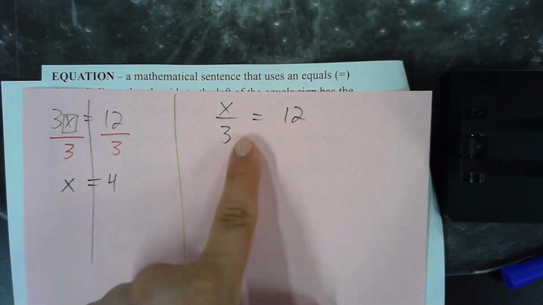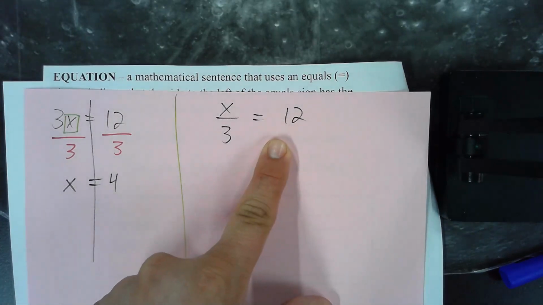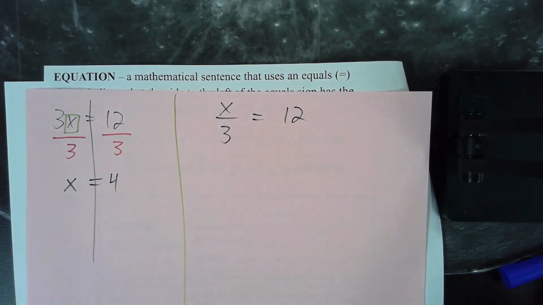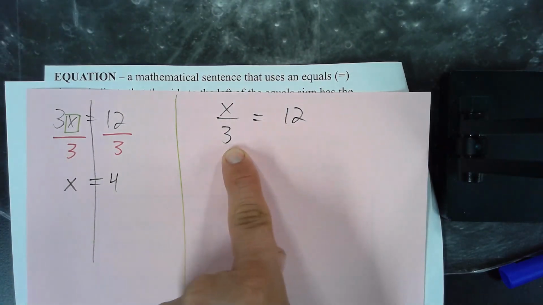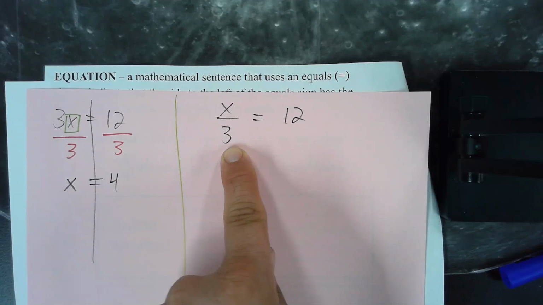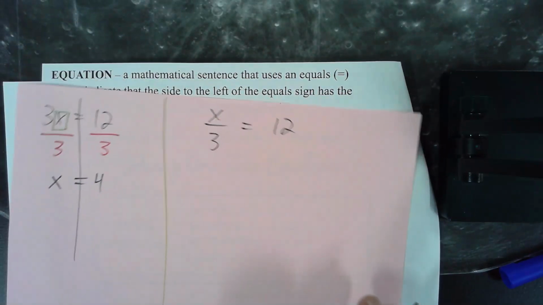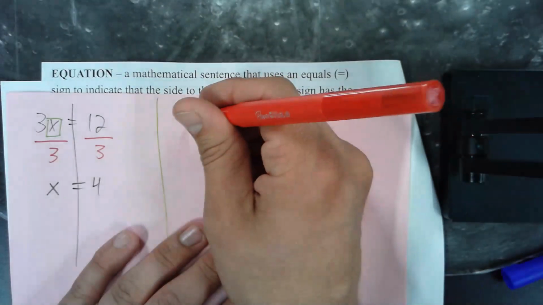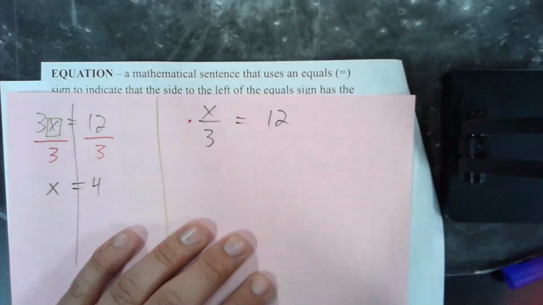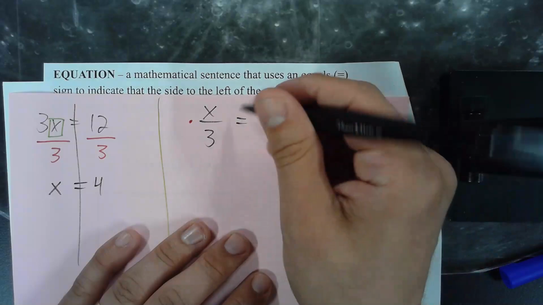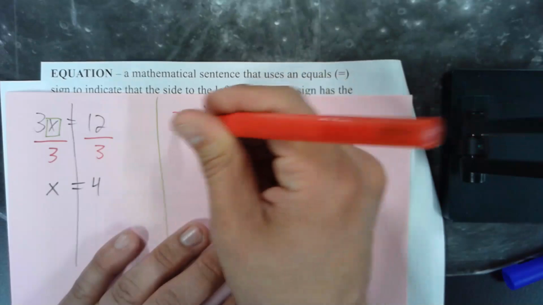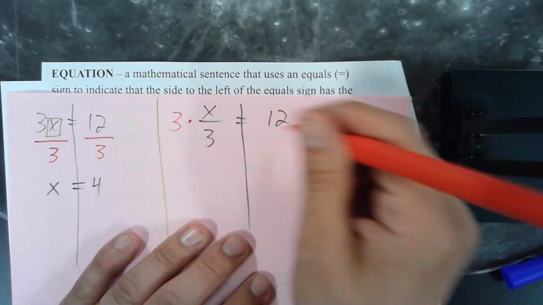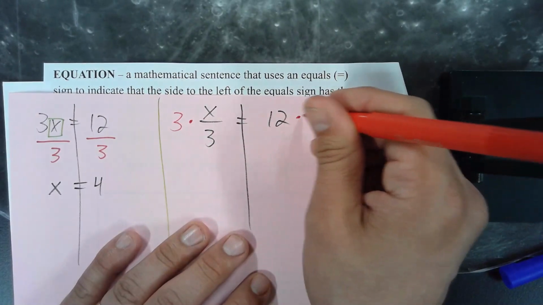Then there's x divided by 3 equals 12. Okay, this one is division. I want to isolate x. So what's the opposite of division? Multiplication. So now instead of dividing, I'm going to multiply both sides by 3. Whatever I do to one side, I have to do to the other side of the equal sign. So this is 3 times x divided by 3, and this is 12 times 3.